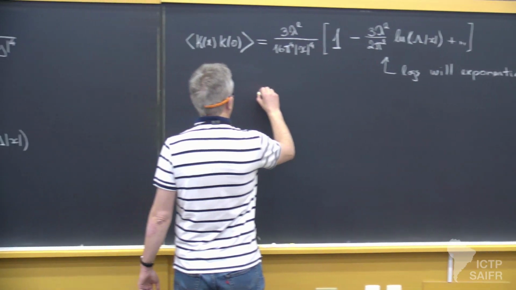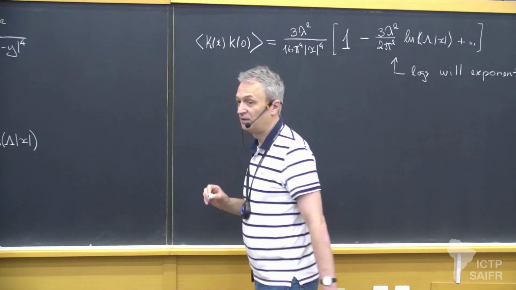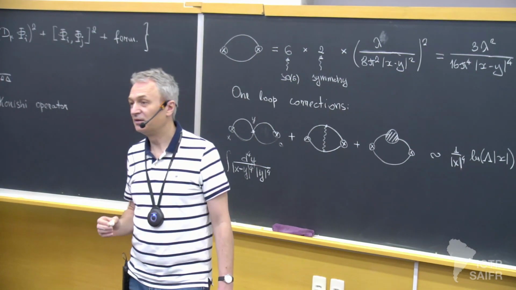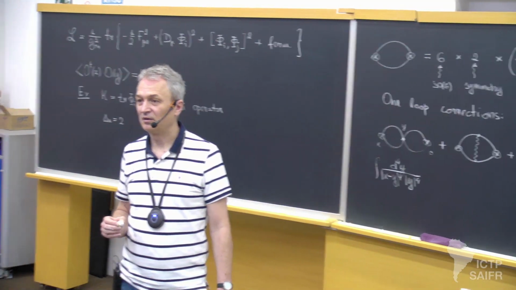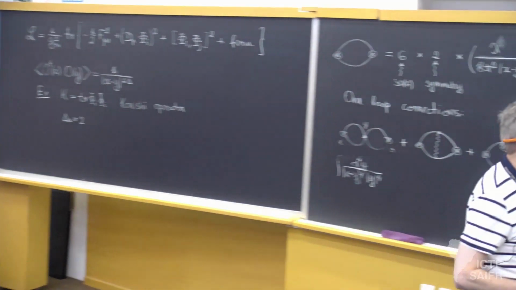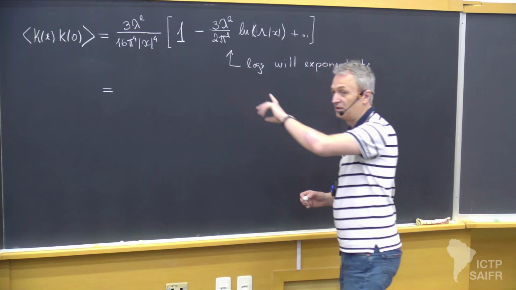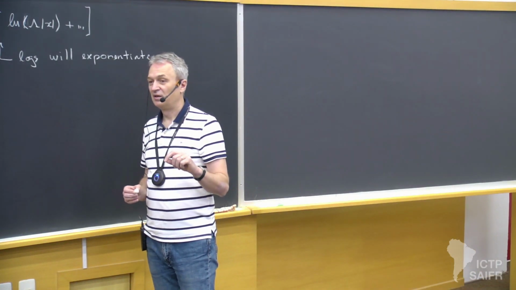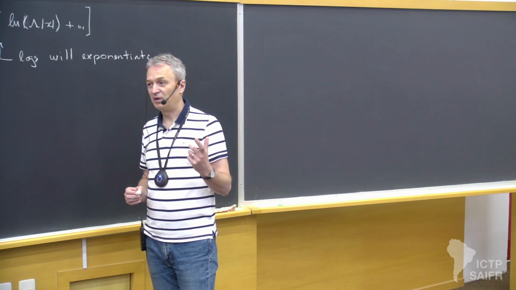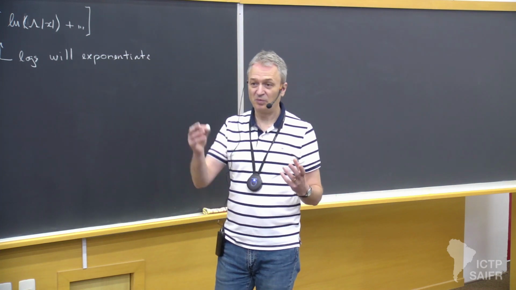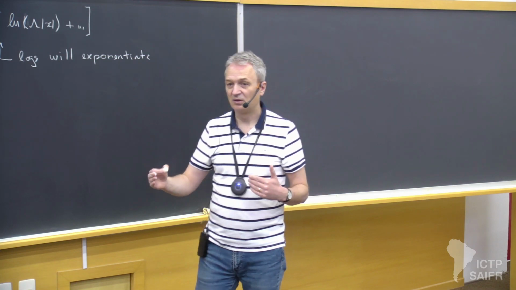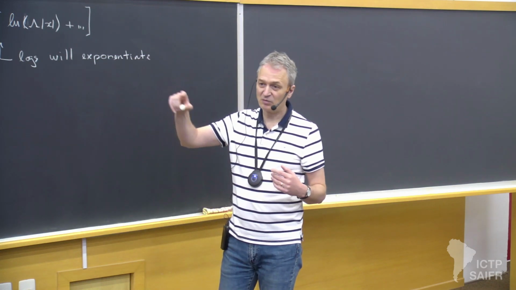Yes? What does that mean, logs will exponentiate? Why does it need to exponentiate? Oh, so this means that the next term will be logarithm squared divided by 2 factorial. So the 3-loop correction will have a triple logarithm that's divided by 3 factorial and so on. And so if you resum the leading logarithms, what we'll get is an e to the logarithm with some coefficient.